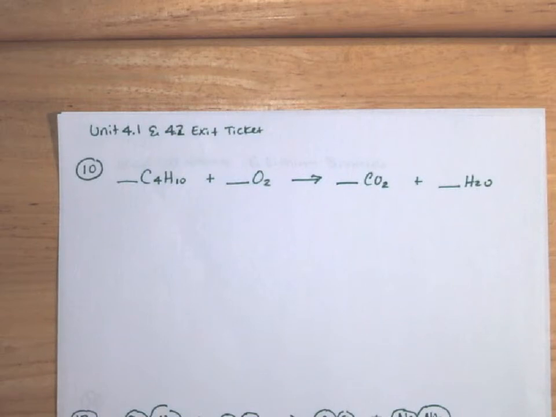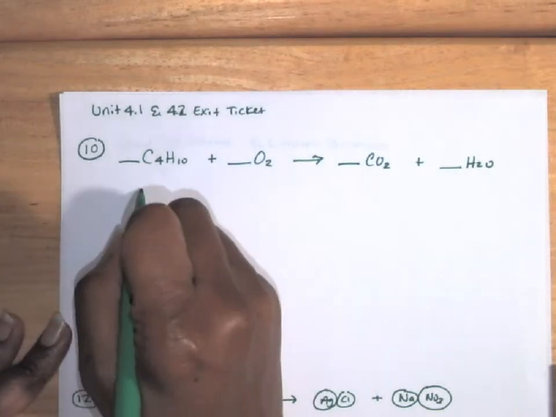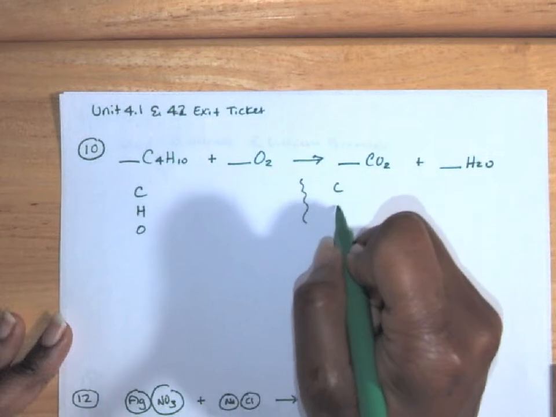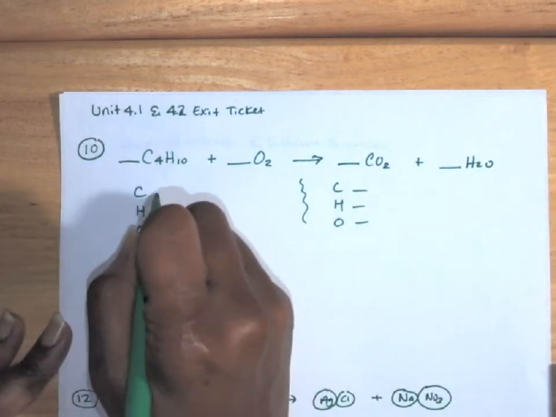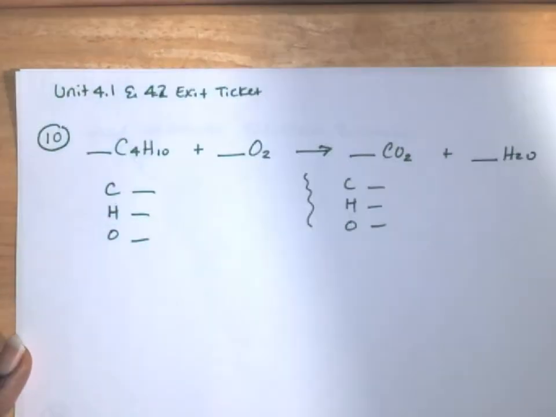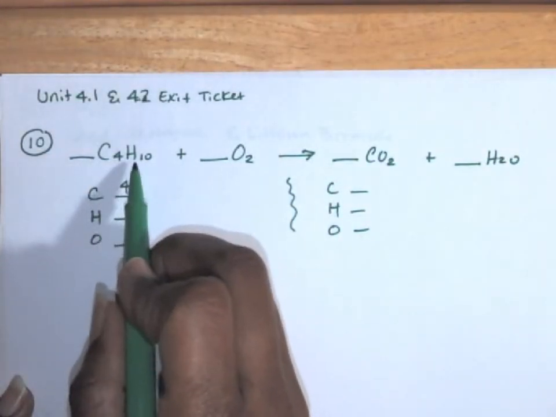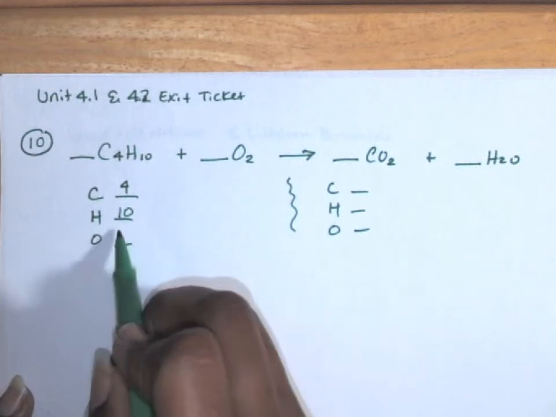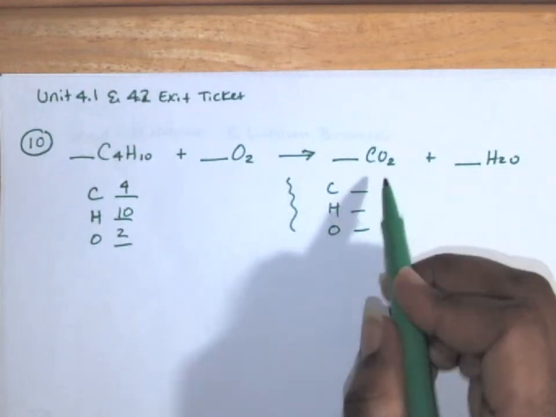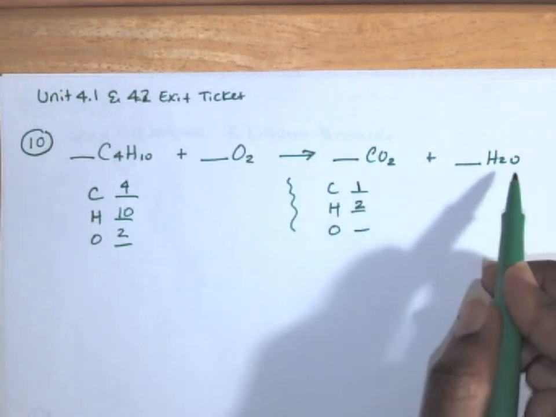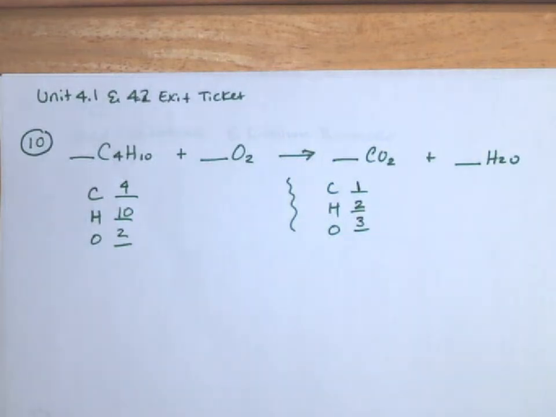All right, so to balance the reaction, that means that we want to have the same number of atoms on both sides. We're going to start by tallying up our atoms: carbon, hydrogen, and oxygen. Here on the reactant side I have 4 carbons, 10 hydrogens, and 2 oxygens. On the product side, I have 1 carbon, 2 hydrogens, and for my oxygen, I'm going to do 2 plus 1, which is 3. All right, so I look at this, I know it's not balanced because I don't have the same number of atoms on both sides.